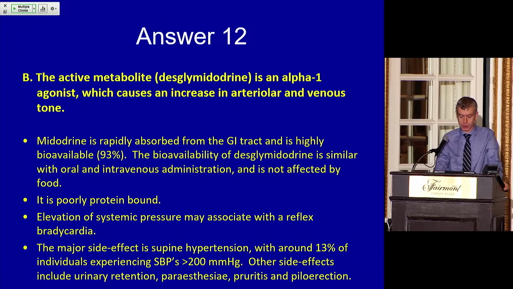It is very poorly protein bound. One of the major side effects is the elevation of systemic pressure, which may associate with a reflex bradycardia as opposed to a reflex tachycardia. And again, the major side effect is supine hypertension, and around 13% of individuals are reported to experience systolic pressures of more than 200. Other side effects include urinary retention, paresthesia, pruritus, and piloerection. So things to watch out for with midodrine.